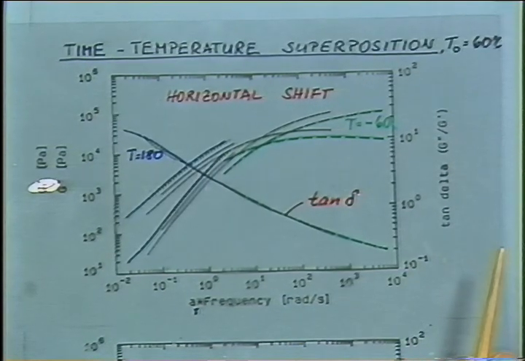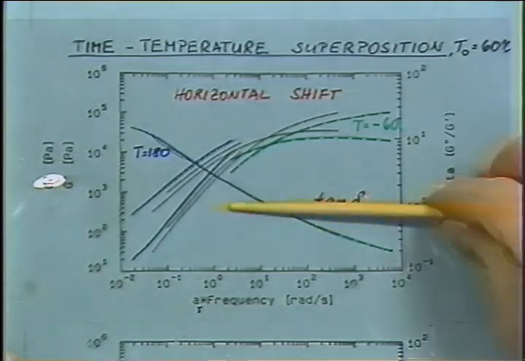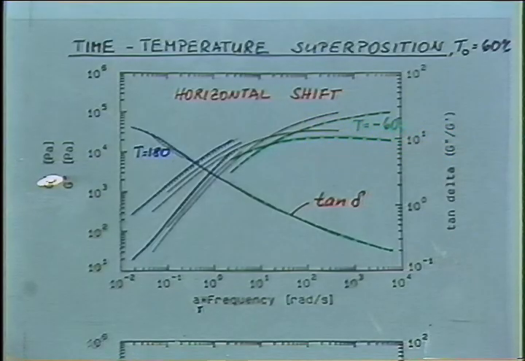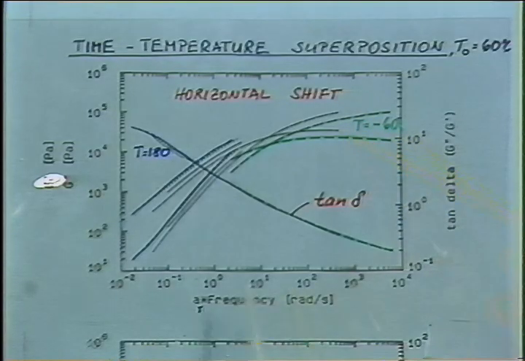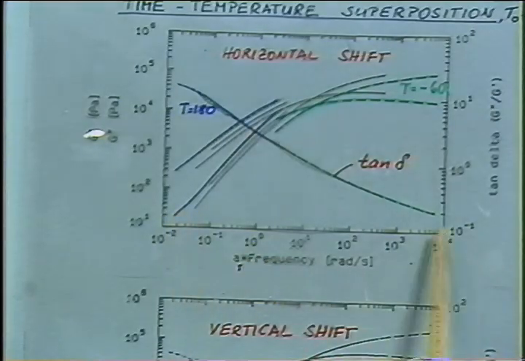That means we shift all the curves so that tan delta is on top of each other, and this is done by shifting sideways. But you can see that there's still not an agreement between those curves. G prime and G double prime are not reduced to a single master curve. But you see that the frequency window is drastically increased by the time temperature superposition. What was my previous window here? Looking at the same scale, you can see from a small window like this, we increase to a large window.